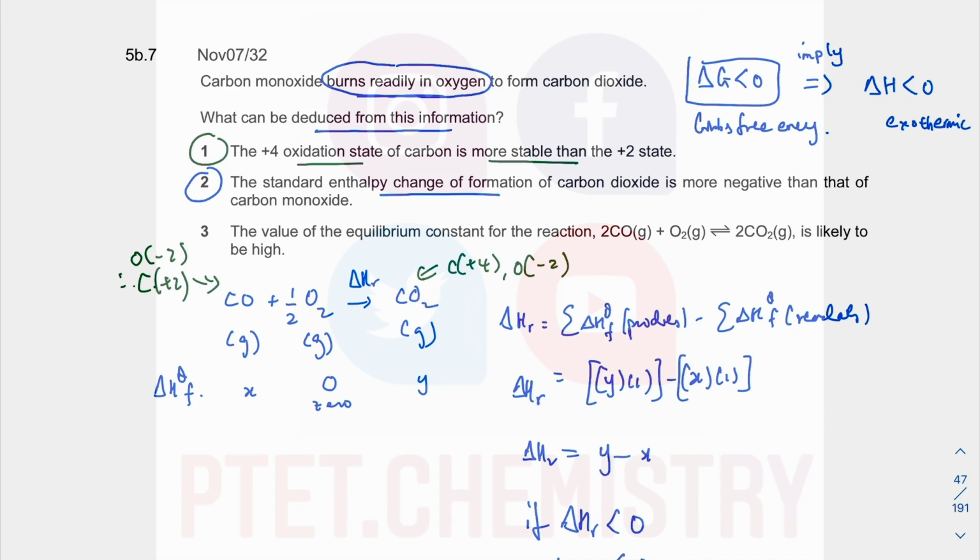Okay. And then if we think about the equilibrium constant, so assuming it is an equilibrium, that's what this question has implied, it's likely to be high. If you burn readily to give you carbon dioxide, this reaction will favor the formation of CO2, and therefore this will give you the reaction favoring the forward reactions, and therefore the equilibrium constant is likely to be high because it will favor the forward reactions. So all three of them are correct.